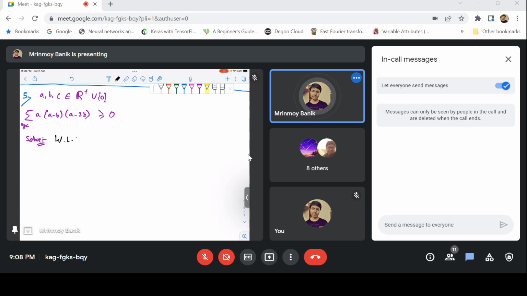So without loss of generality, we can assume some order between these three integers. Now suppose this gap is x and this gap is y. So we have b equals x plus a, c equals x plus y plus a. Okay. Or we can just make this y.